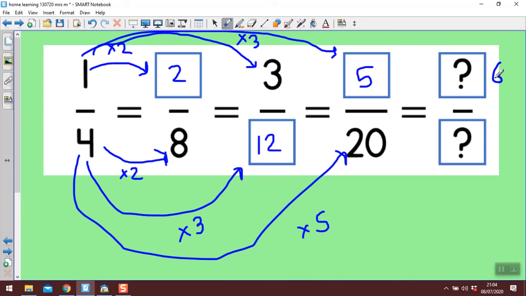So if I had a 6 here, I'd have 24, because I've multiplied the 1 by 6 to get 6, and the 4 by 6 to get 24. If I had a 7 as my numerator, so I've multiplied the 1 by 7, I would have 28 at the bottom, because 4 times 7 equals 28. I could have a 10 at the top, so 1 multiplied by 10 is 10, so 4 multiplied by 10 is 40, and there's lots more that you could get as well.